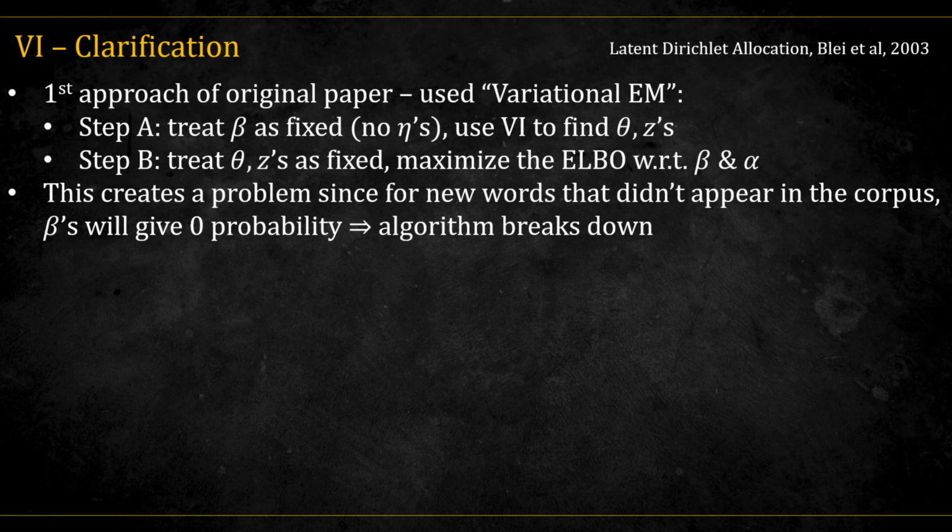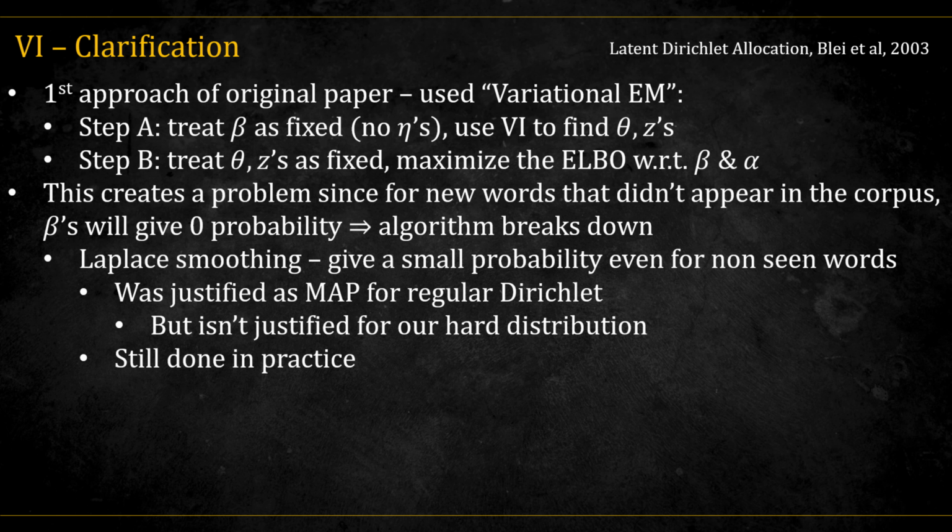What is usually done in such cases is to add a small probability to all words, even if they were not encountered in the corpus. This is referred to as Laplace smoothing. It was justified from a probabilistic perspective as the mode, or MAP, of a regular Dirichlet distribution, but our posterior is not a simple Dirichlet anymore. Still, this can be done in practice.